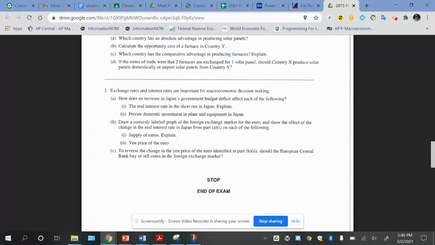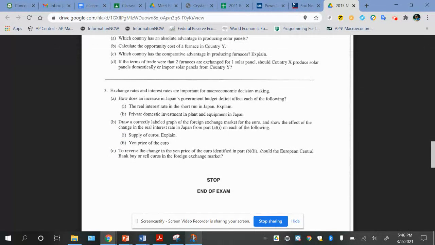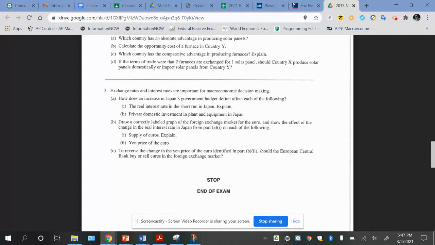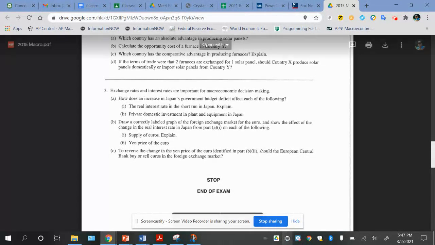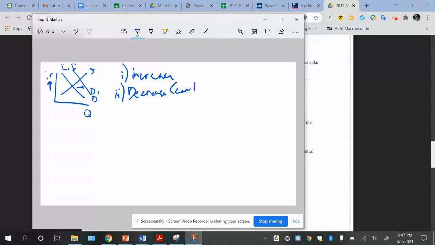Oh, it does ask us for that in part 1. It didn't necessarily ask us to draw it. Sorry. So for part 1, interest rates are going to increase. All right, part 2, private domestic investment in plant and equipment in Japan. Well, that is going to, in this case, decrease. They can't borrow as much.